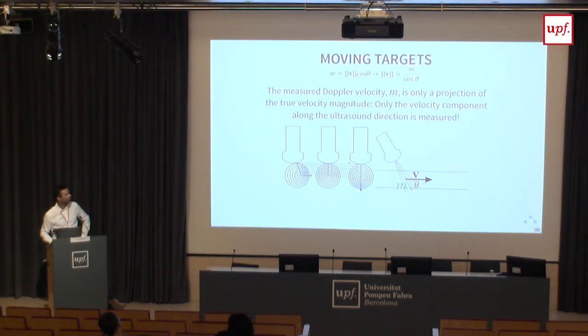So in other words, we only measure one component of the velocity, and this is illustrated here. For example, if the flow is going to the right, and we are scanning with our ultrasound system along this direction, what we measure, M here, is just the projection of this velocity along this line. Depending on our angle of insonation, we will measure a different value. So effectively, what we measure is the true velocity magnitude weighted by the cosine of the angle between the flow direction and the ultrasound beam direction.